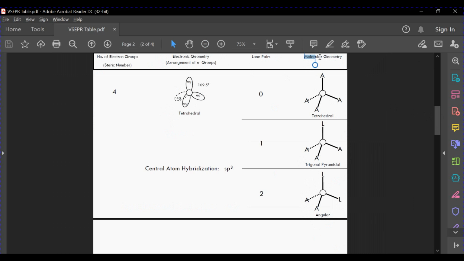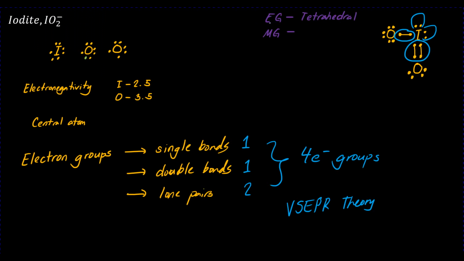Okay, so molecular geometry doesn't consider the lone pairs. It only considers the arrangement of atoms present in the polyatomic ion or molecule. So here iodine is our central atom. There's an oxygen here which forms a single bond with iodine, and then another oxygen which forms a double bond with iodine. And then if you look at the geometry, you can say it's angular. Our electronic geometry is tetrahedral and our molecular geometry is angular.